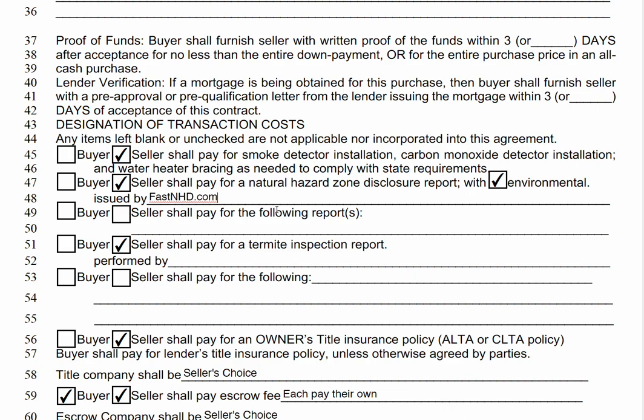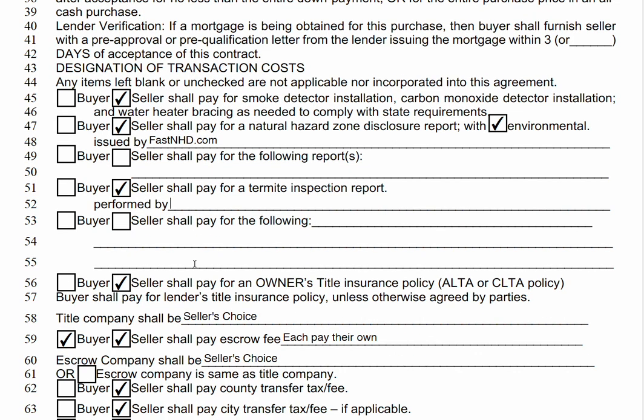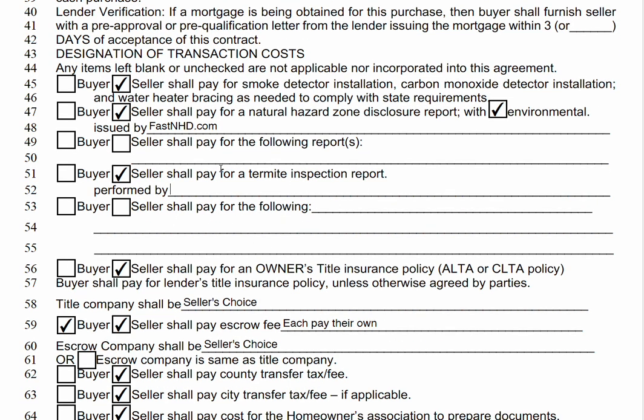And is there another report that the seller is going to pay for? Is there a termite inspection performed by whom? Well, you can write buyer's choice, seller's choice. Okay. I think the final version of this form says wood destroying pest, which is the more formal term, because really termite inspections aren't just termites. It's also fungus or any sort of organism that can cause the decay of wood.